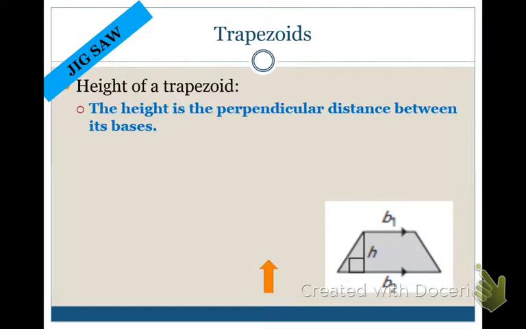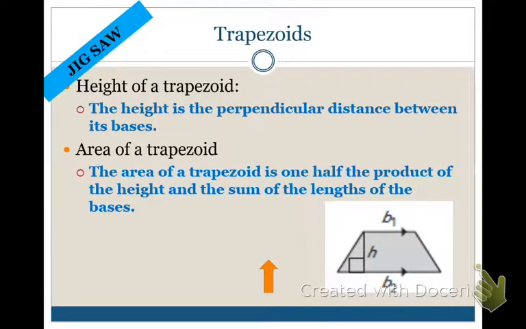Trapezoid. The height of a trapezoid is the perpendicular distance between its bases. So it's always the perpendicular line that is your height. It's never this slanted side. That will never be your height.